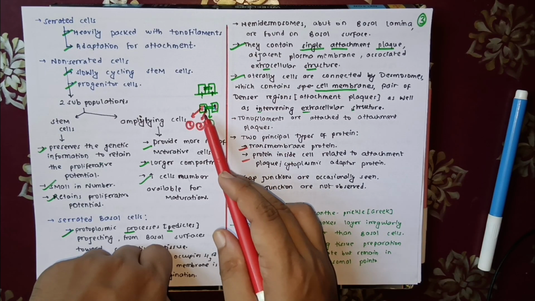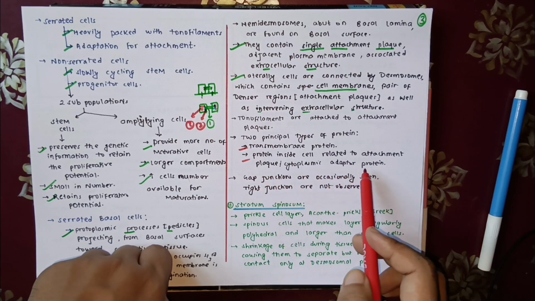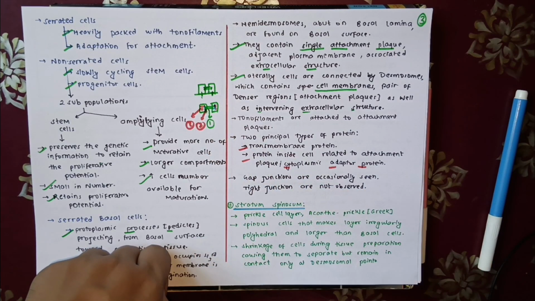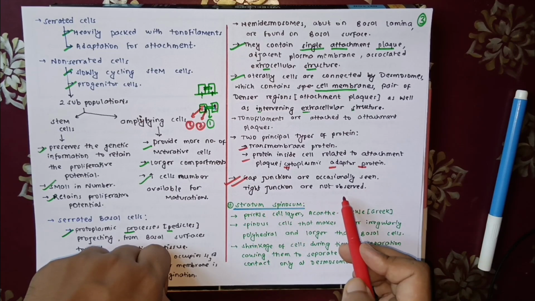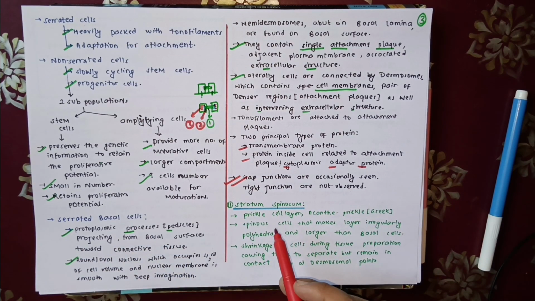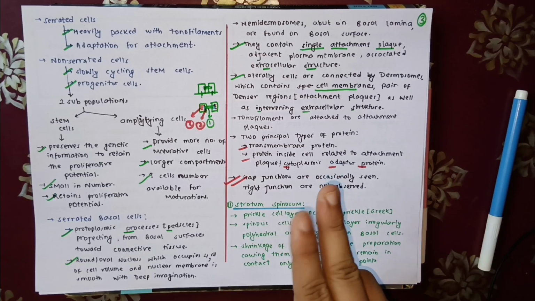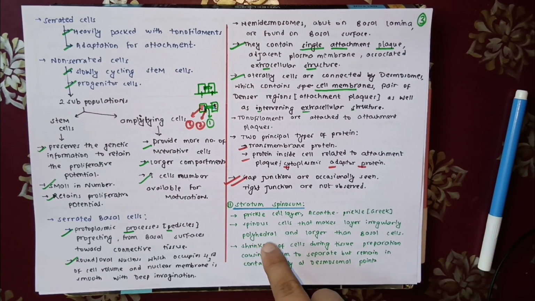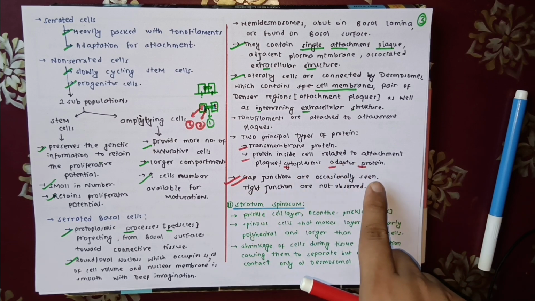So this is the transmembrane protein, and this is the attachment plaque, or the cytoplasmic adapter protein, present here, and we have filaments. After that, this point is important: gap junctions are occasionally seen, and tight junctions are not observed in the oral mucosa. Gap junctions are mostly for electrical communication, present between two cells for communication and transfer of material, but in oral mucosa it is not much required, so gap junctions are only occasionally seen.